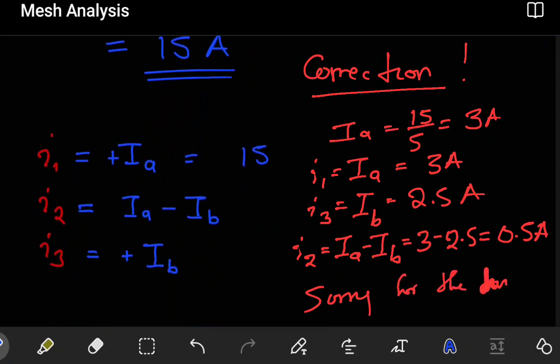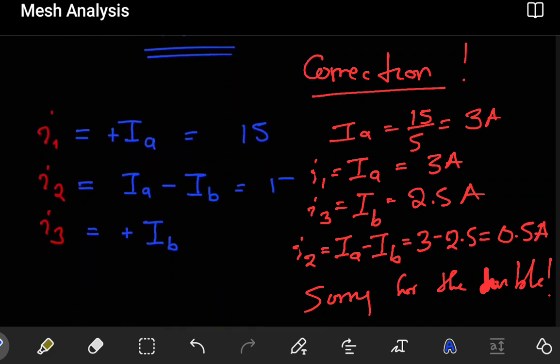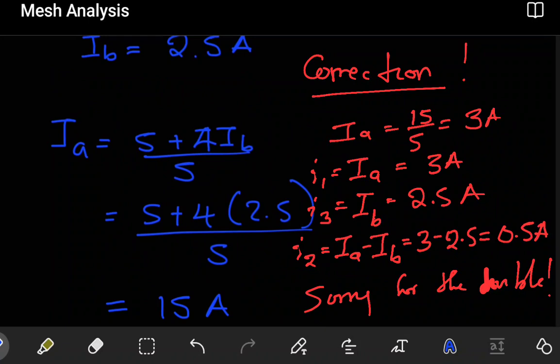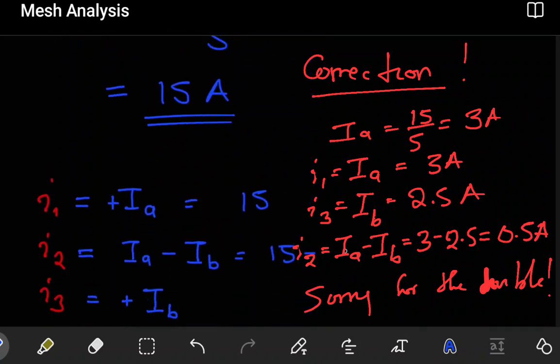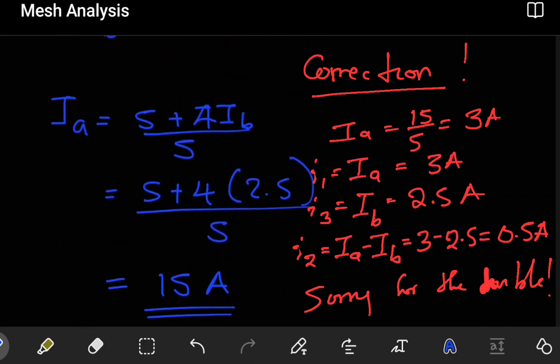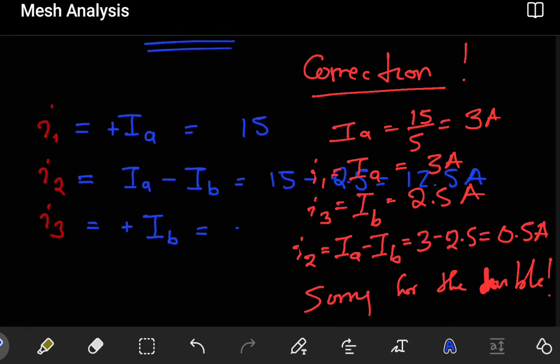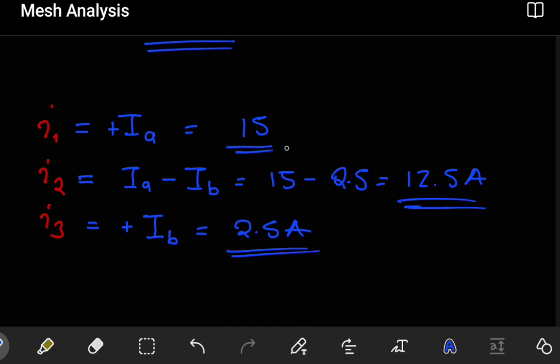Then we have I2 is IA minus IB, so this is going to be IA, which is 15, minus IB, and our IB was 2.5. So this becomes 12.5 amps. In the same way, I3 is equal to IB, and our IB was 2.5. So these become our answers. So we have found what the currents are.